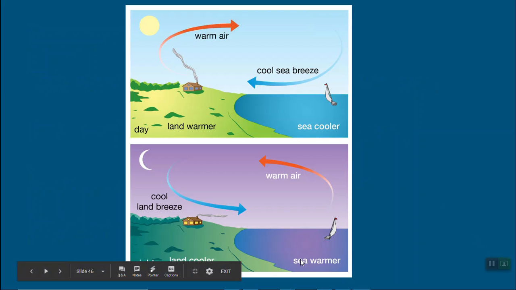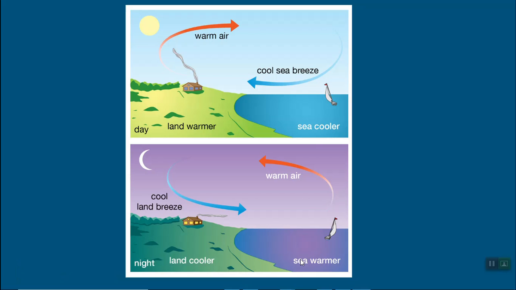Today in class, we talked about local winds. So we were talking about the fact that land heats up very quickly and cools down very quickly. But water is the opposite. It takes a long time to heat up, but once it is, it also holds that heat for a long time. So it takes a long time to heat up, but it also takes a long time to cool down.